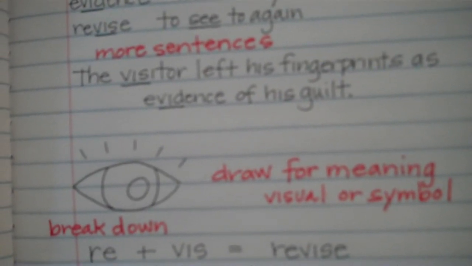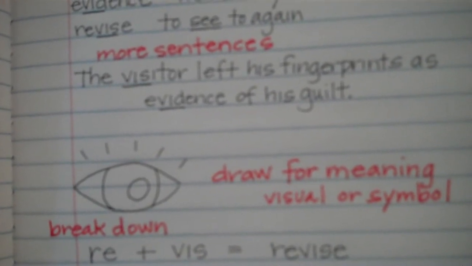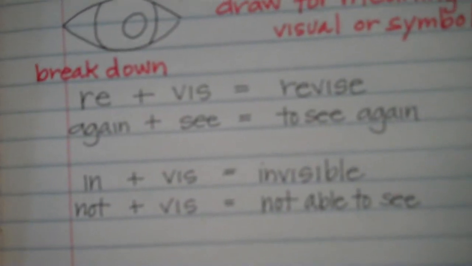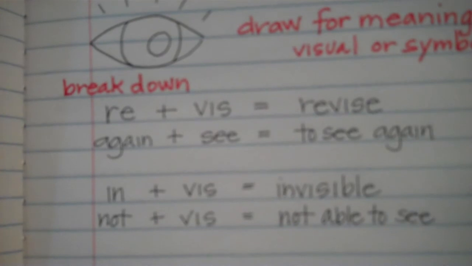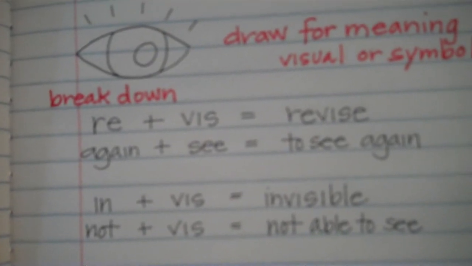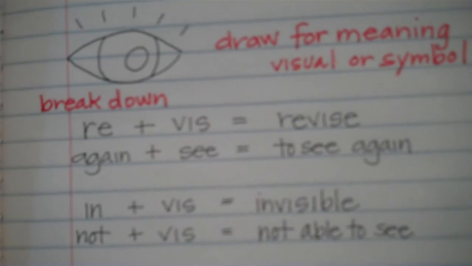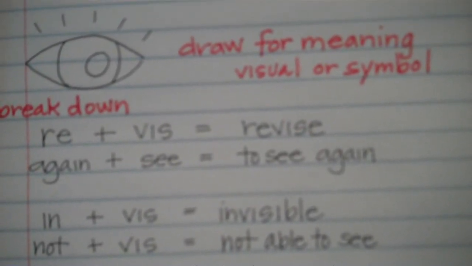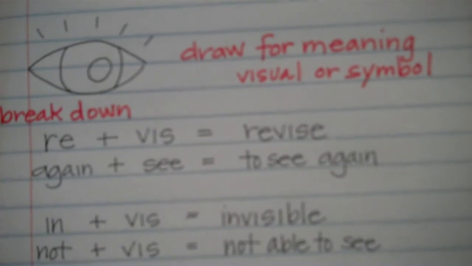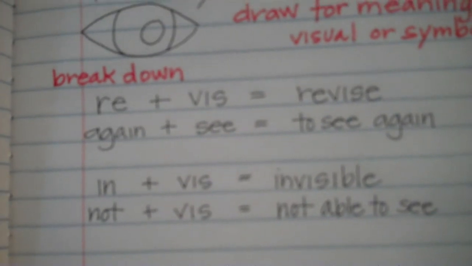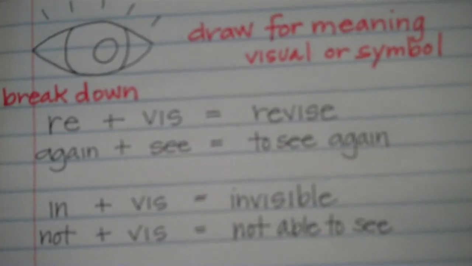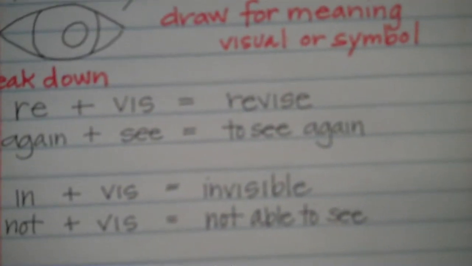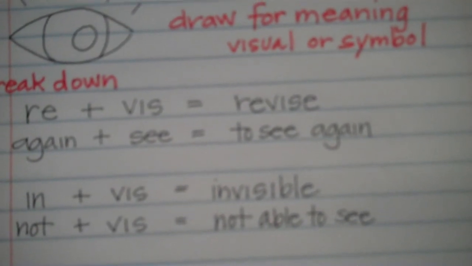Another way that you can understand the words is to break them down visually. I've given you two examples here. RE, which is a prefix that means again, plus our base, vis, which means to see, gives you the word revise, to see again. Invisible, in, which means not, that prefix added to our base, vis, adds up to invisible, not able to see.